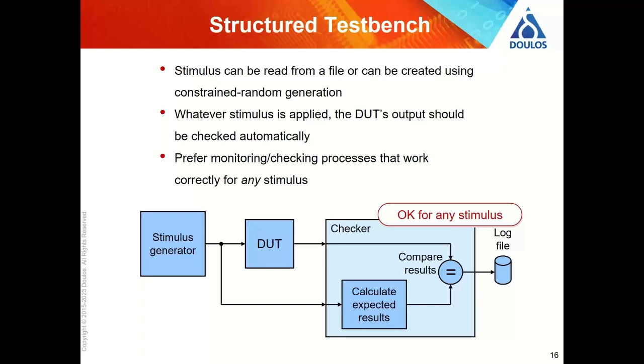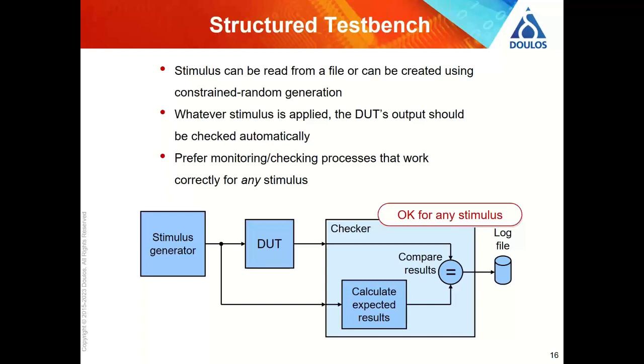So we've got a stimulus generator, it's going to be generating a stimulus. We've got our design under test, and we've added a component that will automatically check the inputs against the outputs. Okay, so in our checker, we've got some mechanism to calculate the expected results by looking at the same inputs to the device under test, generating the expected, and then comparing them.